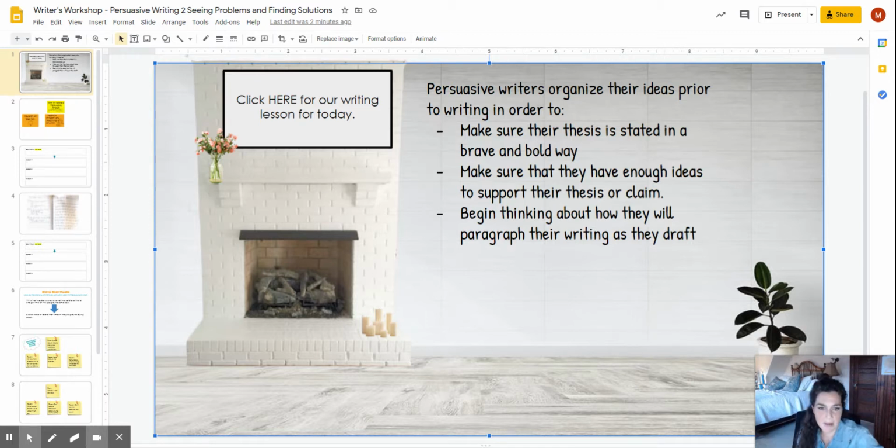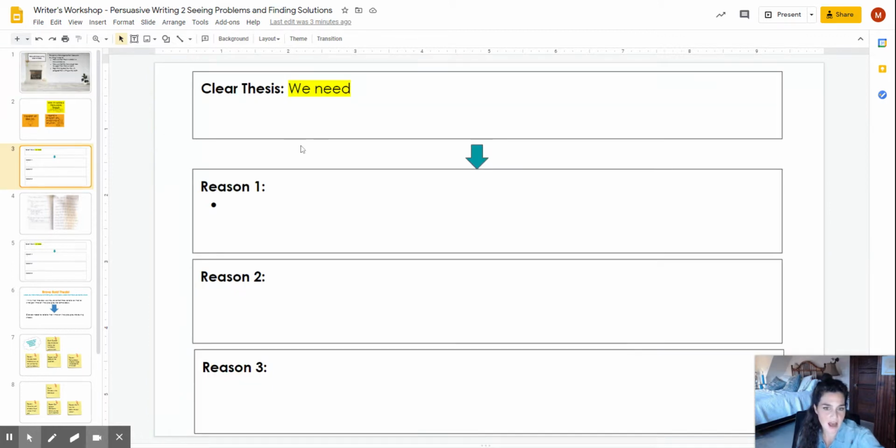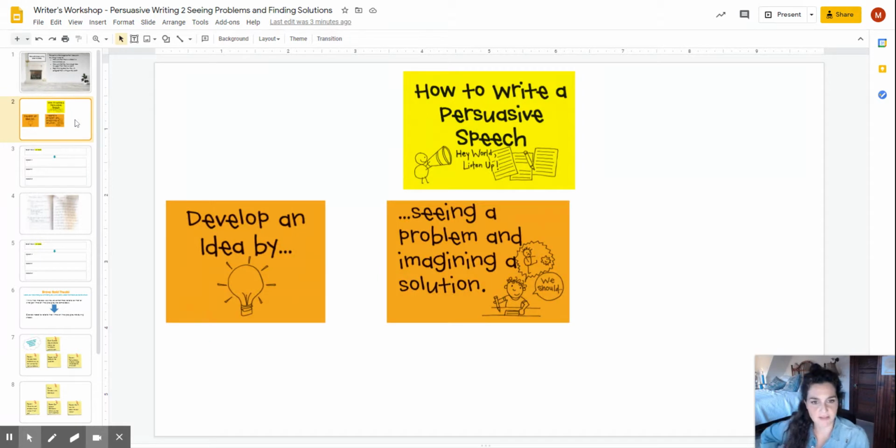So I'm going to model this work here with this graphic organizer. And then you're going to have an option today when you write to use the same graphic organizer, or I'll show you how I do the same work in my notebook. So first I'm going to think back to what we learned yesterday, which was that persuasive writers develop an idea by seeing a problem, and instead of just complaining about it, by imagining a solution.